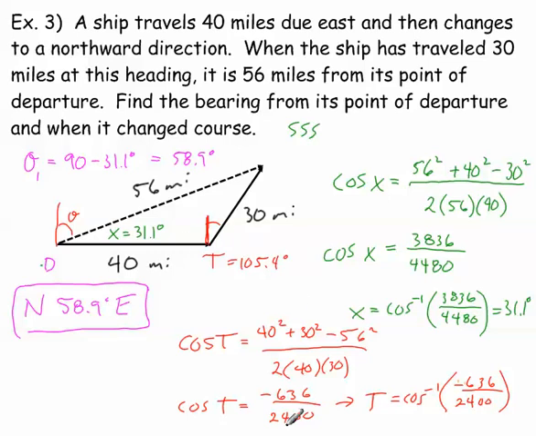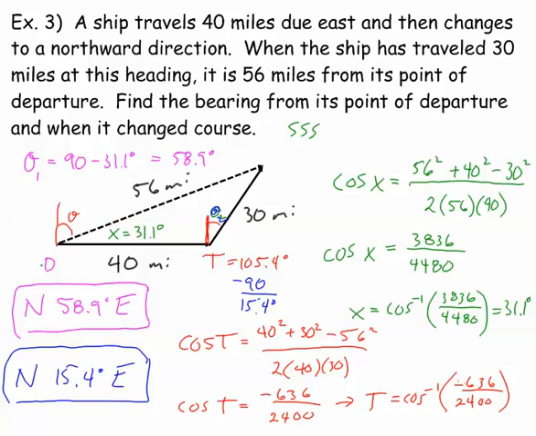Now, my bearing angle, call that theta 2, is going to be the 105 minus 90. So that's going to give me 15.4 degrees for theta 2. So that bearing is a north 15.4 degrees east bearing when I turned. And there you go.